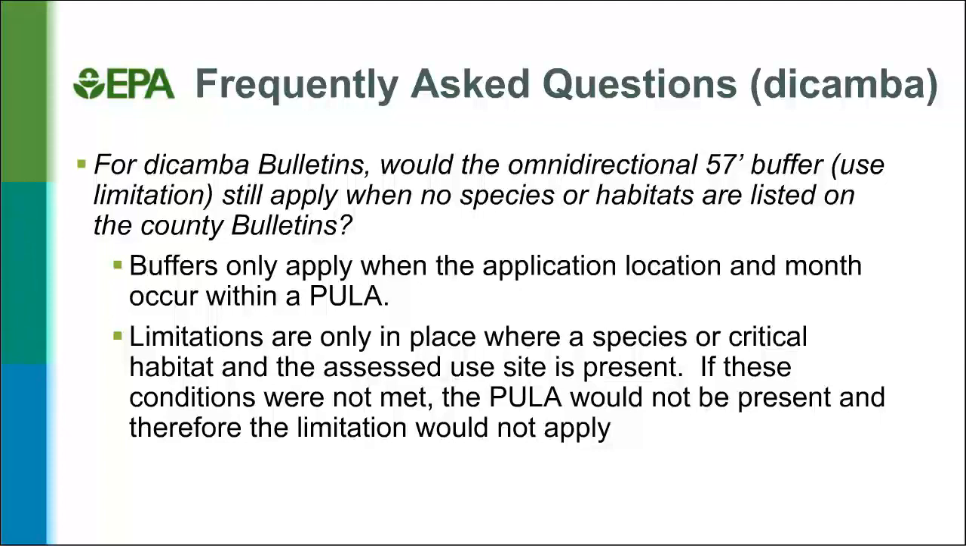Another dicamba question we get is, for dicamba bulletins, would the omnidirectional 57-foot buffer use limitation still apply when no species or habitats are listed on the county bulletin? Buffers only apply when the application location and month occur within a PULA. Limitations are only in place where a species or critical habitat and the assessed use site is present. If these conditions are not met, the PULA would not be present, and therefore the limitation would not apply.